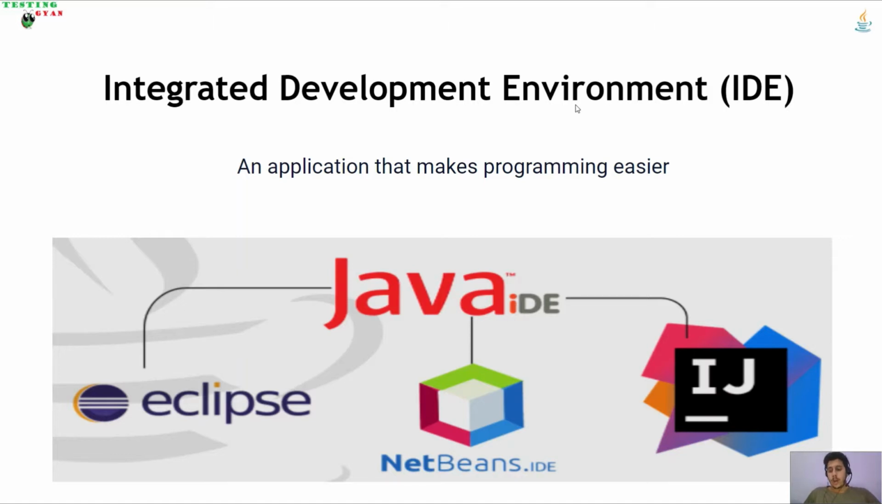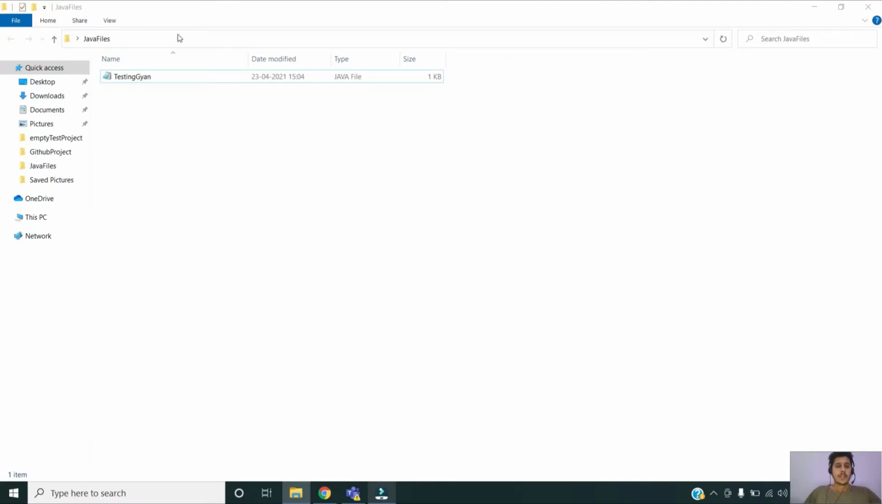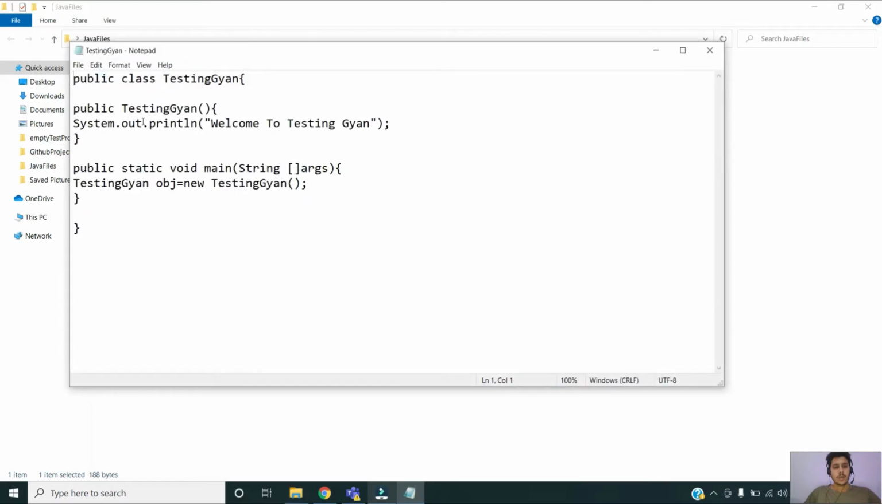In order to understand more about this, let us consider the scenario where we write our code without an IDE, and then compile and run our code without an IDE. To understand this, I have created one Java file using Notepad as an editor. You can see the code. Here I am simply printing "Welcome to Testing Gyan" in my console.